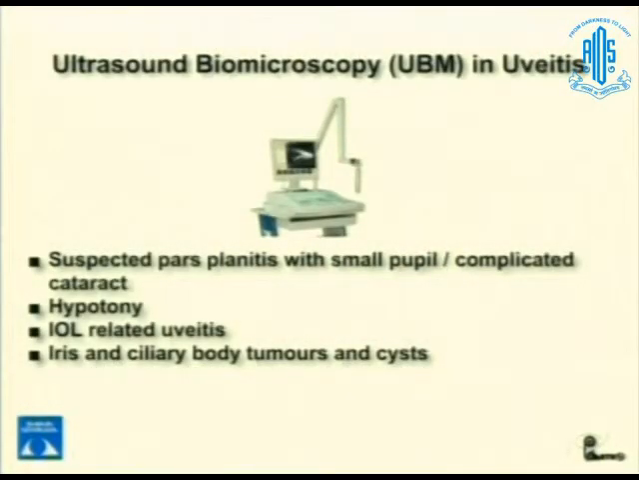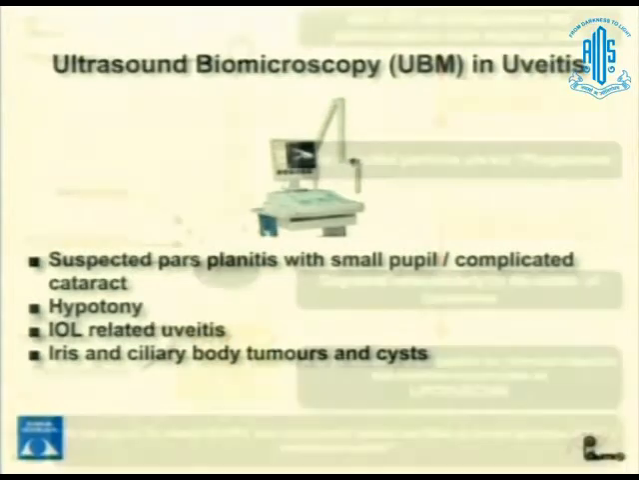A classical example where we will advise ultrasound biomicroscopy is if the patient has come with occlusio pupillae and you are suspecting pars planitis, a condition where the patient presents with chronic hypotony. Then in that case you have to do ultrasound biomicroscopy, which helps us to see the ciliary body status, the pars plana inflammation, whether any exudates are there or not. Sometimes in IOL-related uveitis also, it helps us to see whether any haptics are rubbing the ciliary body and causing the inflammation or not.